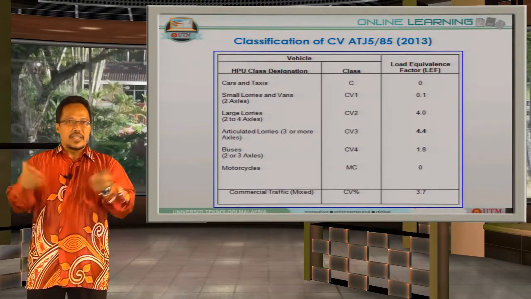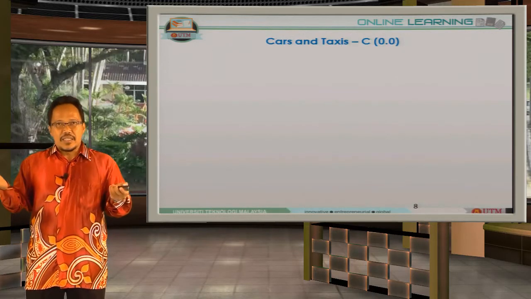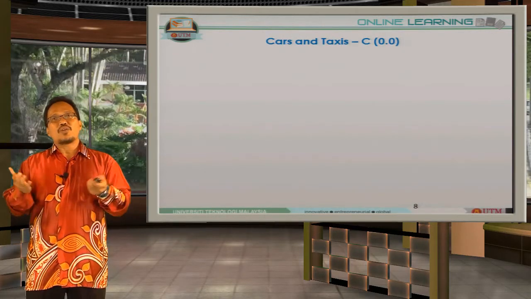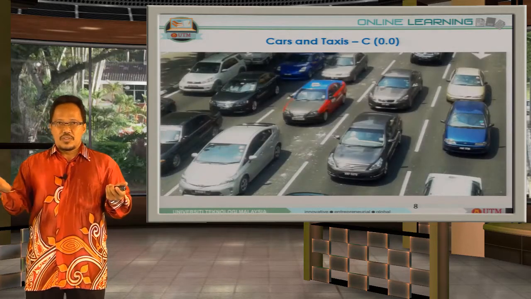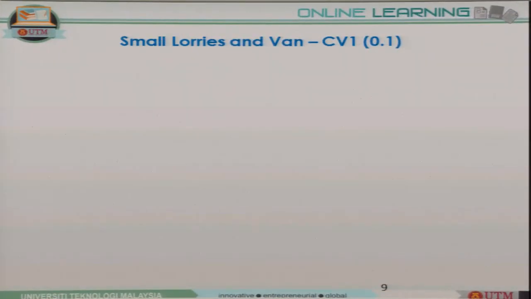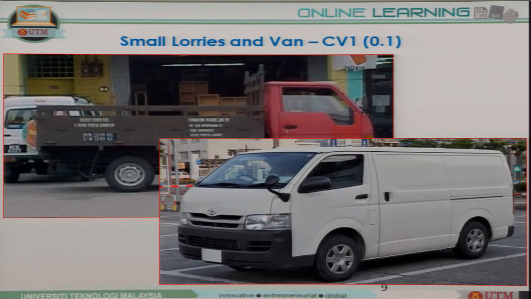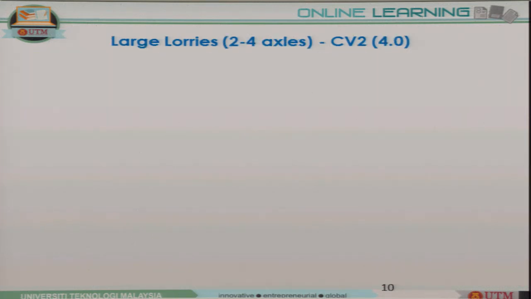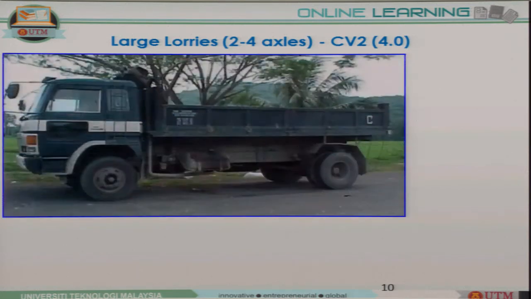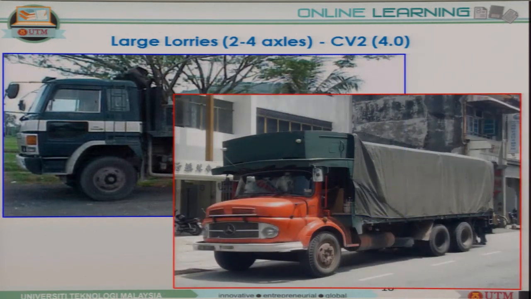Okay, let's look at these vehicles. Cars and taxis, with a load equivalent factor of 0. Those are cars and taxis. Small lorry and van. That's a small lorry, and that's a commercial van with an equivalent factor of 0.1. Large lorry, 2 to 4 axles, CV2, with an equivalent factor of 4. That's one of it. That's another sample of it.